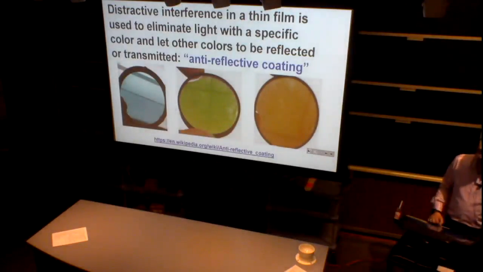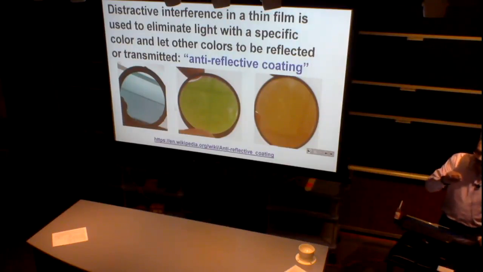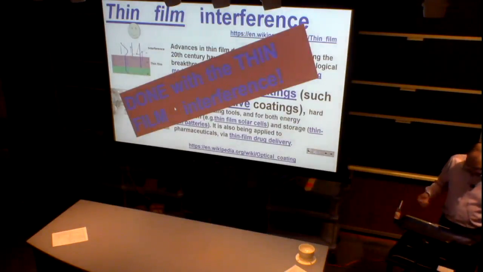And this phenomenon is being used for making some specific color, like red, for example, disappear from reflection. We just have to use the coating with the right value for the index of refraction and the thickness, and that's it. So we are done with thin film interference.